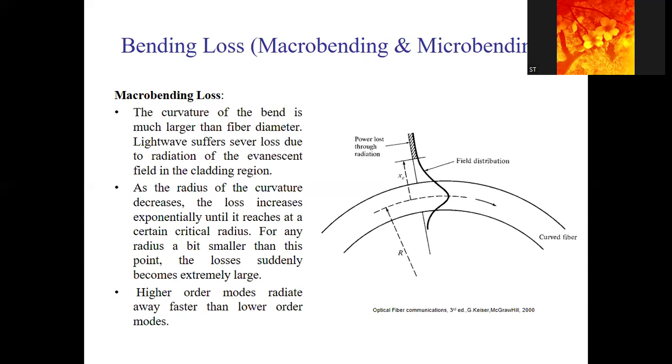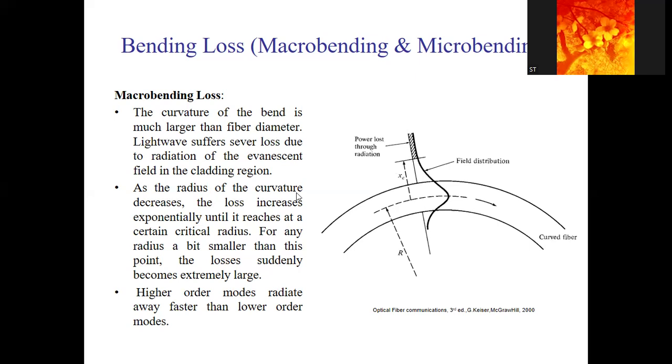Macroscopic bending has a large radius as compared to the fiber diameter. So, we can say macrobending losses occur when the curvature of the bend is much larger than the fiber diameter. So this is the curved diameter, this is R, R is the radius. If the curvature of the bend is greater than the fiber diameter, then this type of loss will occur.